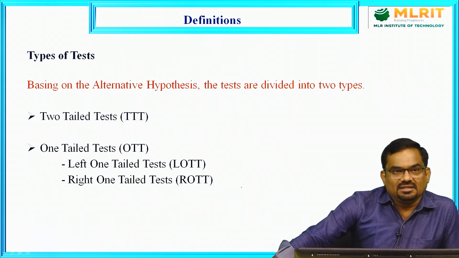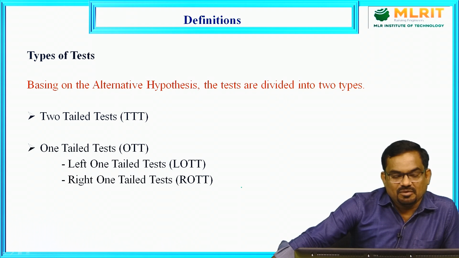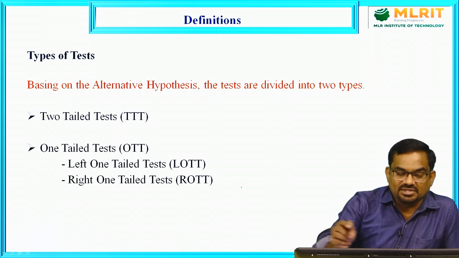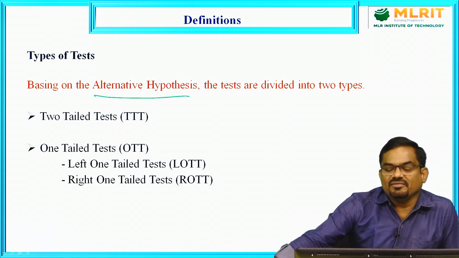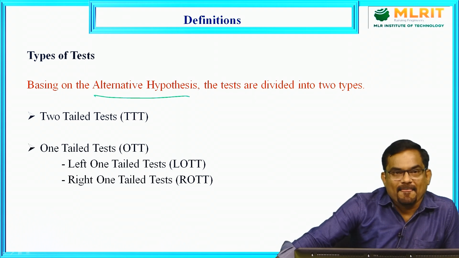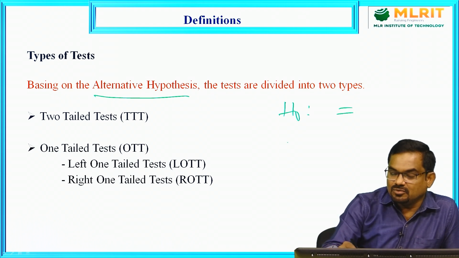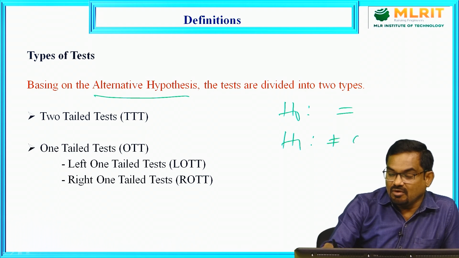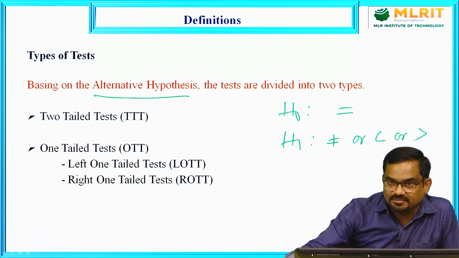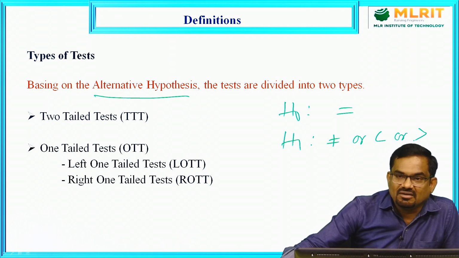Next, types of tests. Based on the alternative hypothesis, the tests are divided into types. Once again, the null hypothesis will be in the form equal to, and the alternative hypothesis is not equal to, or less than, or greater than. There are three types, not equal to, less than, or greater than.